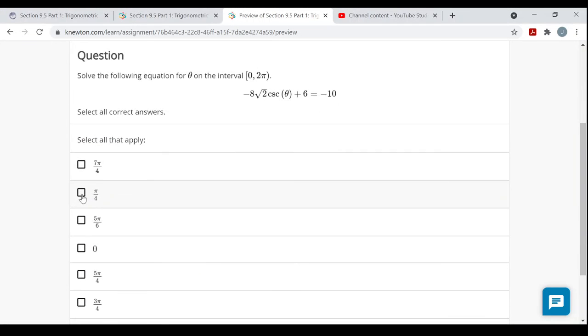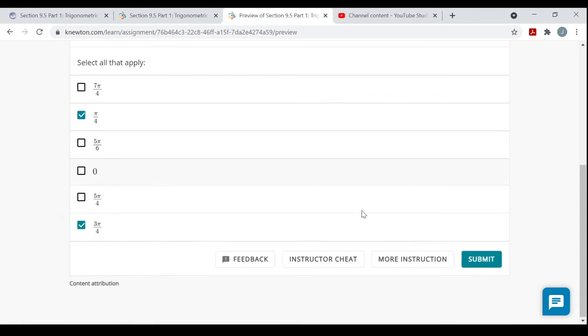Pi over 4 and 3 pi over 4. And again, select all that apply. So there's multiple solutions here.